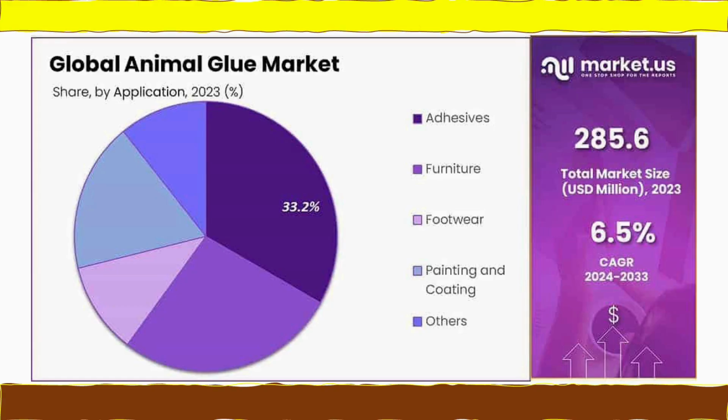Now the global animal glue market is huge, enormous. This is the share by application of 2023, wherein 33.2% of this animal glue has been used in adhesives. So the total market size is $285.6 million, and 55% of it, the animal glue, is used in the book binding process. 20% is used for miscellaneous applications, including woodworking, gummed tape, etc.